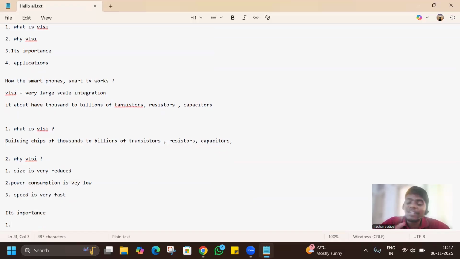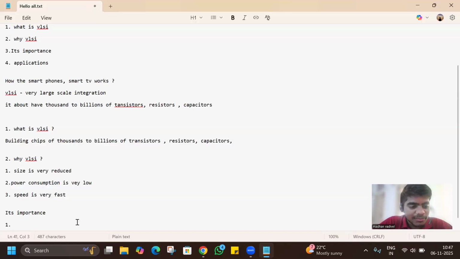We can consider television. Not a smartphone, leave it, consider television. Before smart TV, we had big size TVs. After the VLSI evolution, the size of the television was reduced, and nowadays we have thin smart TVs. Okay, it's all about VLSI.